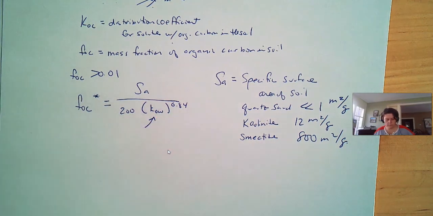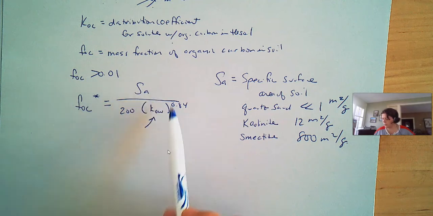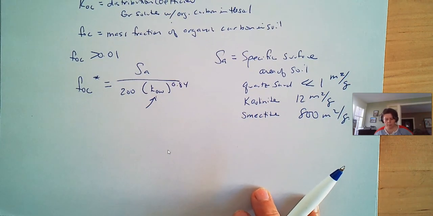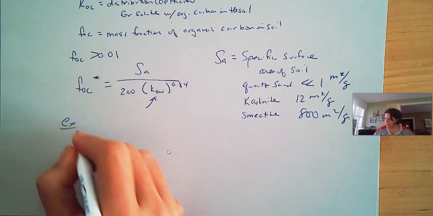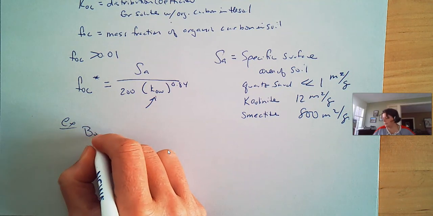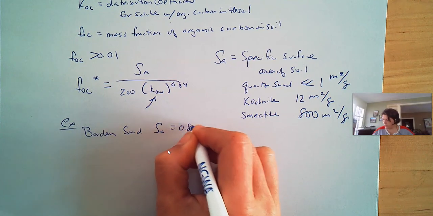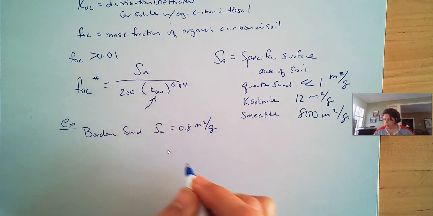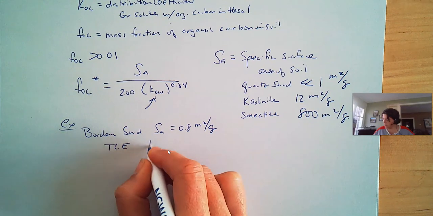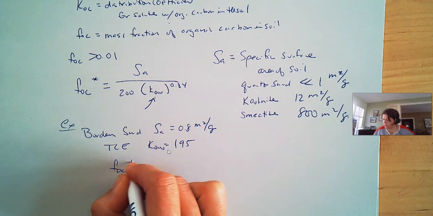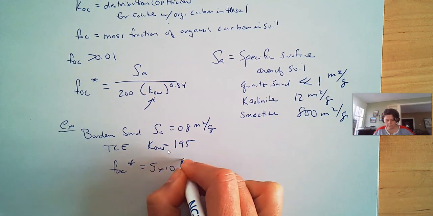This is our KOW, which we can look up. And so if we know the specific surface area of our soil and we know the KOW, we can estimate the FOC based upon that. Let's use an example, the Borden sand. We've talked about Borden before. The Borden sand has a surface area of 0.8 meters squared per gram. Say we use TCE in that system. We know the KOW for that is 195. And so the FOC star is 5 times 10 to the negative 5.